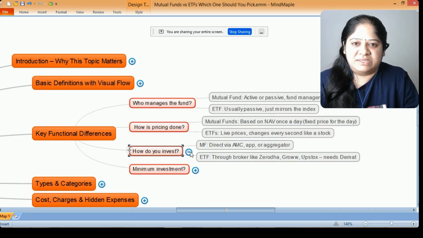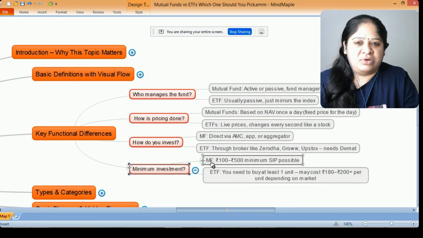How do you invest? Mutual fund: directly via AMC, app or aggregator. ETF: through a broker like Zerodha, Groww, Upstox, and you need a demat. Minimum investment. Mutual fund: rupees 100 to rupees 500 minimum, SIP possible. ETFs: you need to buy at least one unit. May cost rupees 180 to 200 plus per unit depending on the market.